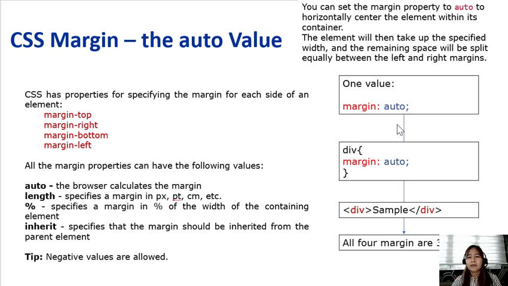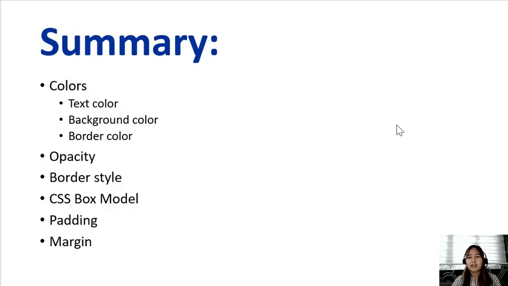And with that, I would also want to give you a short summary of what we have discussed for this video. We have discussed colors, and that includes specifying the colors for your text, the background, and your border, controlling the opacity, changing the border style from solid to the other options, and we even discussed how you could use 4 varying borders for your text. We also discussed the CSS box model, and at the same time we discussed how you could control the padding and the margin for all sides.